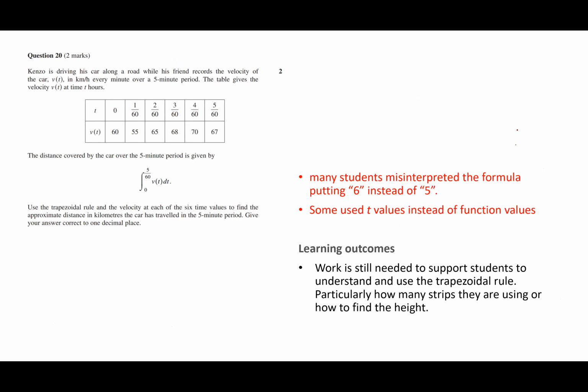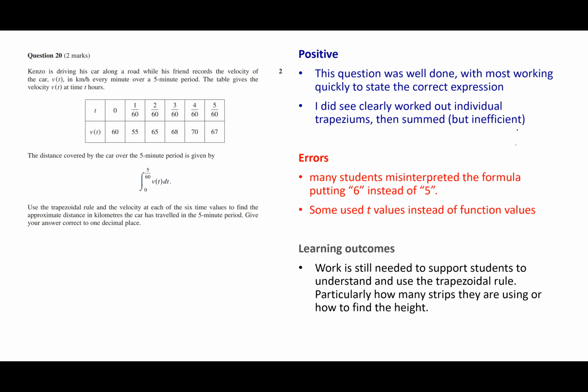This question was a common question. So it was well done again. Most students worked pretty quickly to state the correct expression, and I did see some other methods attempted. One was clear working out of individual trapeziums and then summing them, but again that method's inefficient, taking up their time. Probably the most common error was the use of the 6 instead of the 5 strips, and there was also some use of t values instead of function values in the formula.